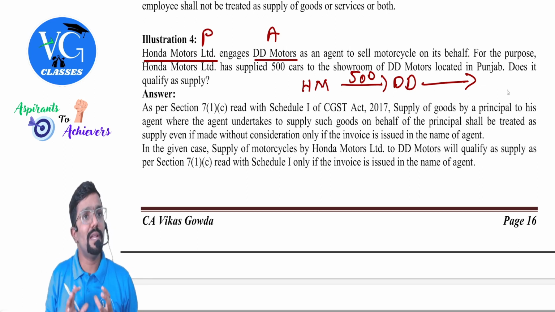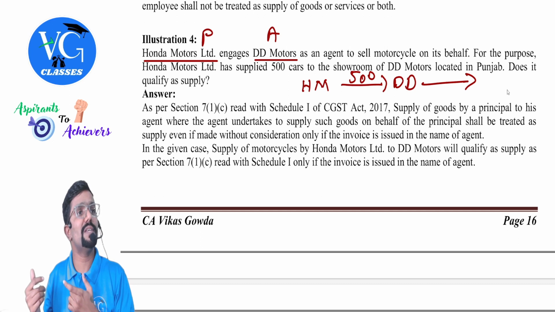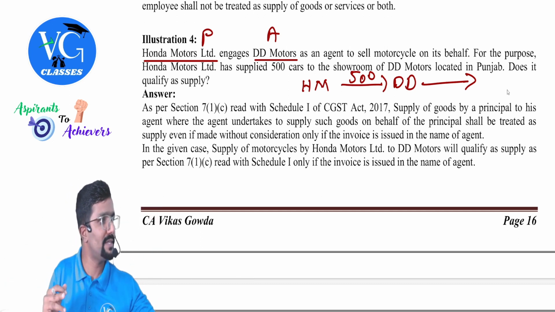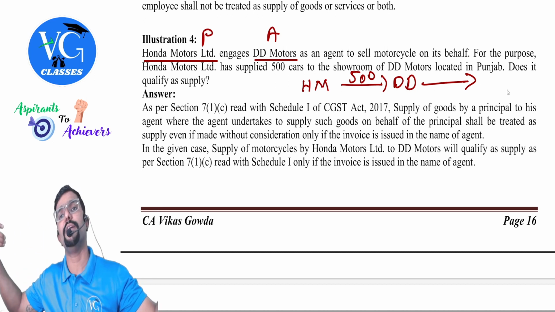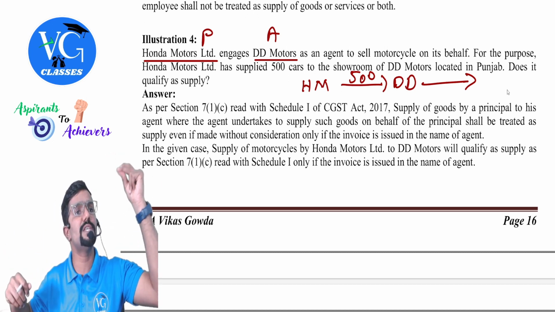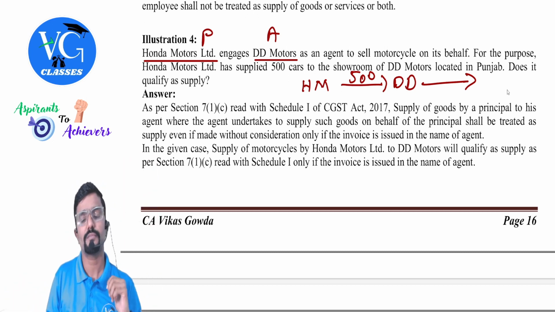And when the question is open like this, we need to answer from both angles. Did they tell whose name the invoice is issued in? No. So you tell from both angles. If the invoice is issued in the name of the agent, what? If not issued in the name of the agent, what? No, sir. In the question clearly they told the invoice is issued in the name of the agent. Please answer only to the point.